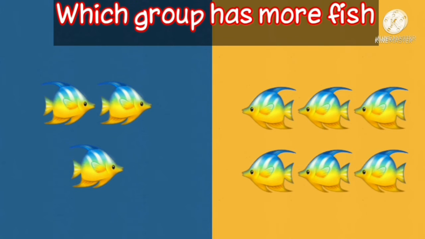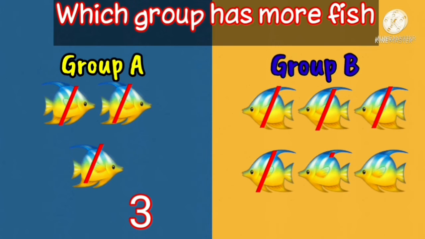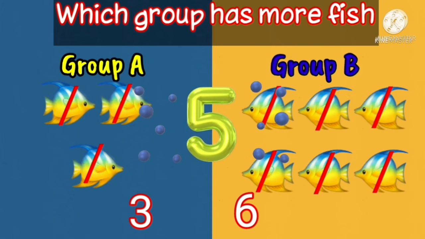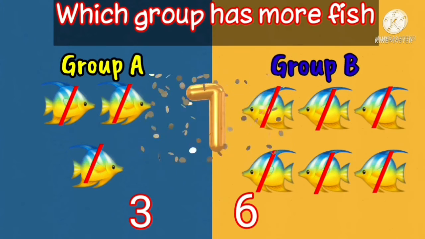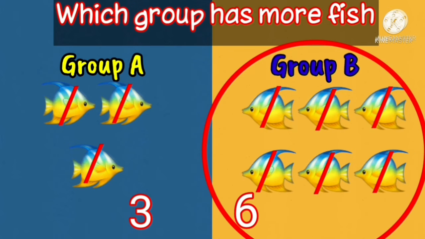Which group has more fish? Group A, Group B. First, let's count the fish in Group A. 1, 2, 3, 3 fish. Now, let's count the fish in Group B. 1, 2, 3, 4, 5, 6, 6 fish. So, which group has more fish? Group A with 3 fish or group B with 6 fish? Yes, you are right. 6 fish. Good job.